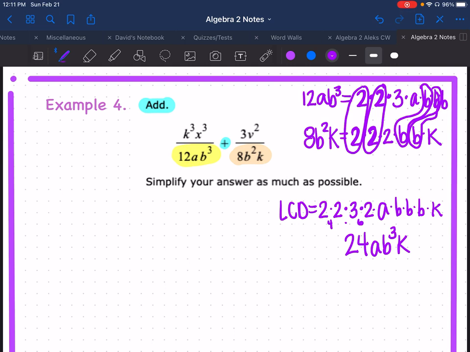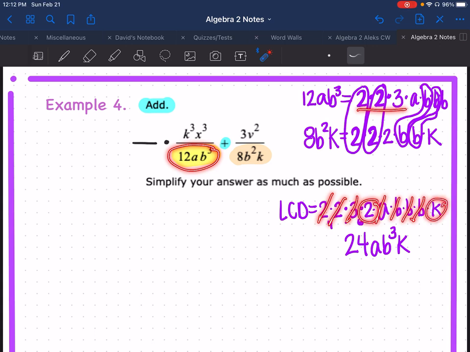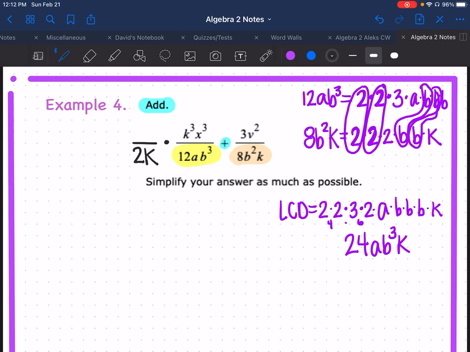There is our LCD. Let's go ahead and figure out what we need to multiply both sides by. Okay, so we have a 12. Well, here's 12 right here. So 2, 2, and 3 is gone. There's an A, and there's 1, 2, 3 B's. So notice what's left. I need a 2, and I need a K to get to this denominator. So I'm going to put 2K, and what I put on the bottom, I put on the top. All right, 8, 8. There's 8 right there.